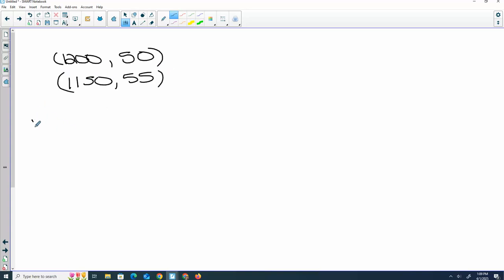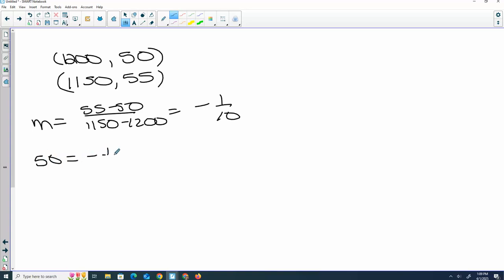So here you have to get your equation. Can I just tell you, if you work this out, y2 minus y1 over x2 minus x1, you should get negative 110. Plug into the equation, and I'm kind of breezing through, but if you solve that, your B comes out to be 170. So now we have our price.